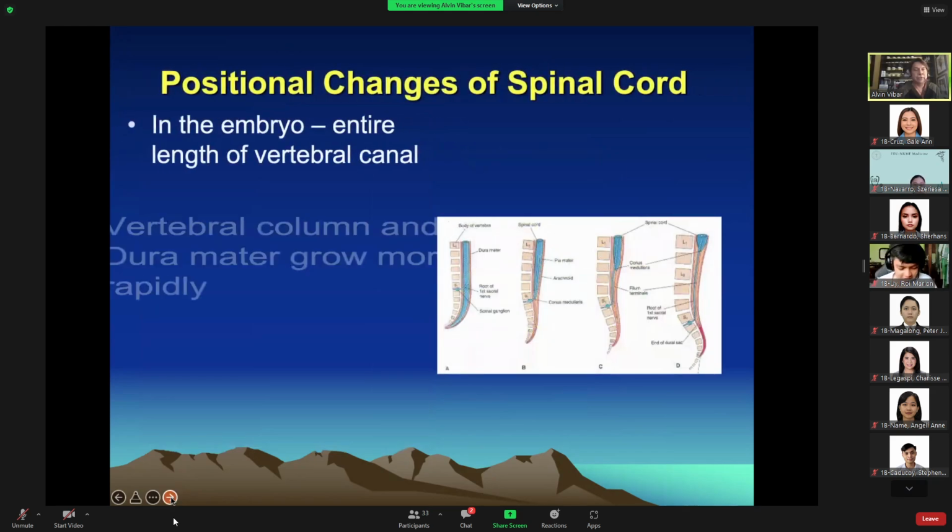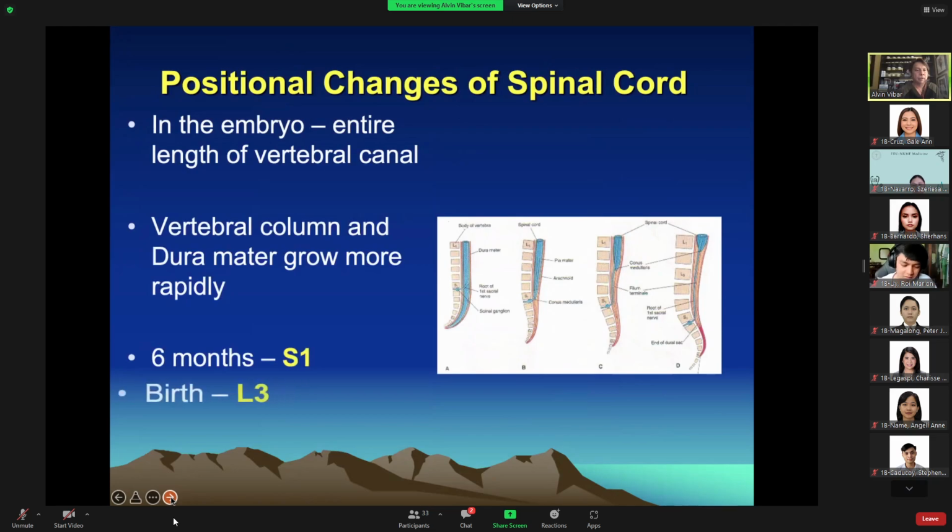There will be positional changes of the spinal cord. During the embryonic period, the growth of the spinal cord is the same as the growth of the vertebral canal, which means sabay lumalaki, sabay umahaba si vertebral canal, vertebral column, at si spinal cord. But during fetal life, mas mabilis ang growth ng vertebral column at dura mater kesa sa spinal cord.